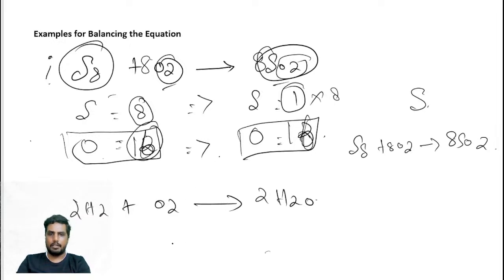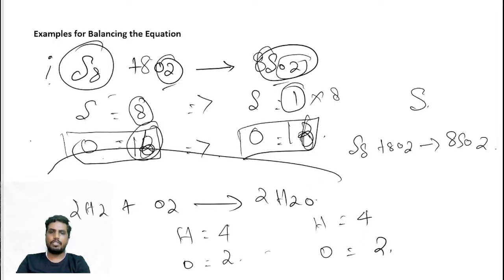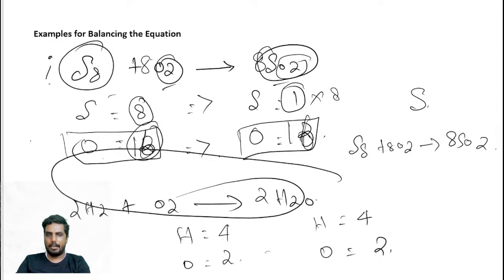You can see here how many H's there are. You have H2 on the left-hand side and H2O on the right-hand side. You have 4 and you have 2, and on the right-hand side also it is 4 and 2. So this equation is already in a balanced state. You need not balance anything, right? Fine.